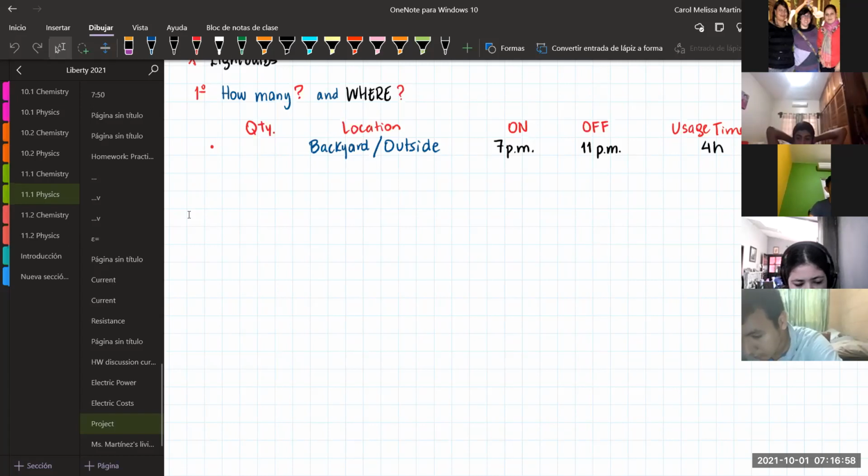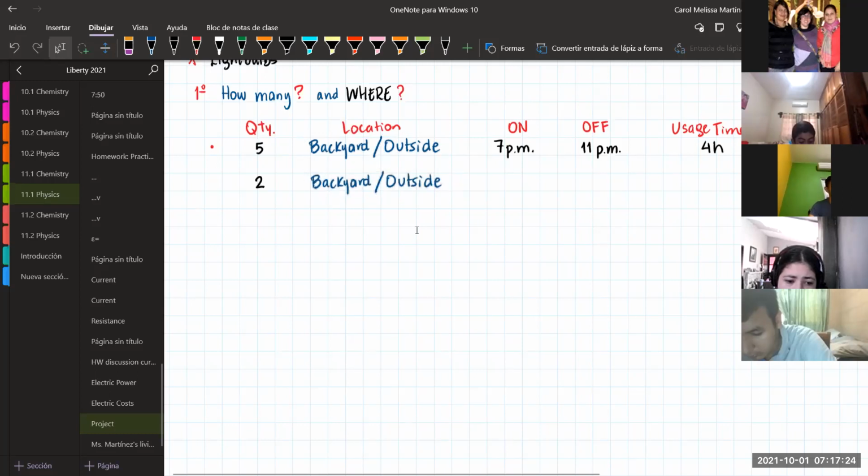I would make a change. There will be just five, because those five, I'm sure that we turn them on for those 4 hours, but I have other two that we barely turn on. And if we do, they have the same location. So I'm going to write this, but the usage time is different. Two light bulbs that are located in the backyard outside, and I turn them on about 1 hour a day.